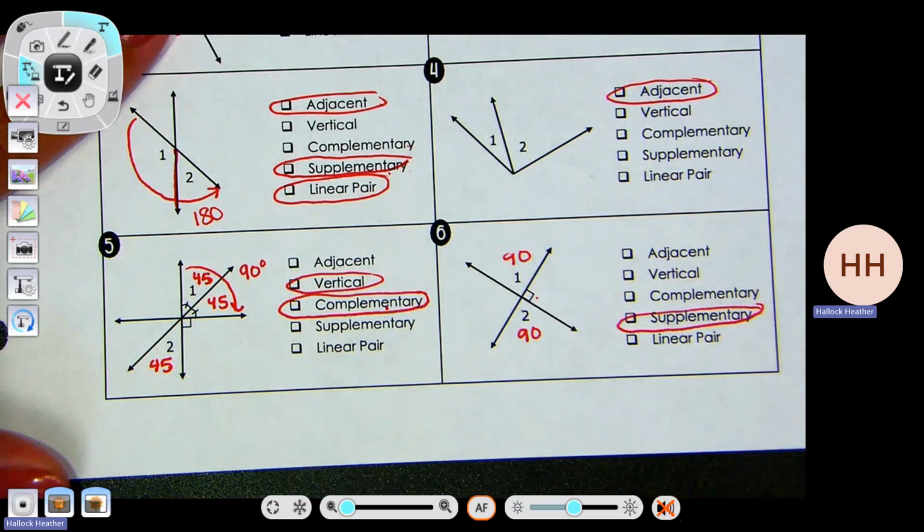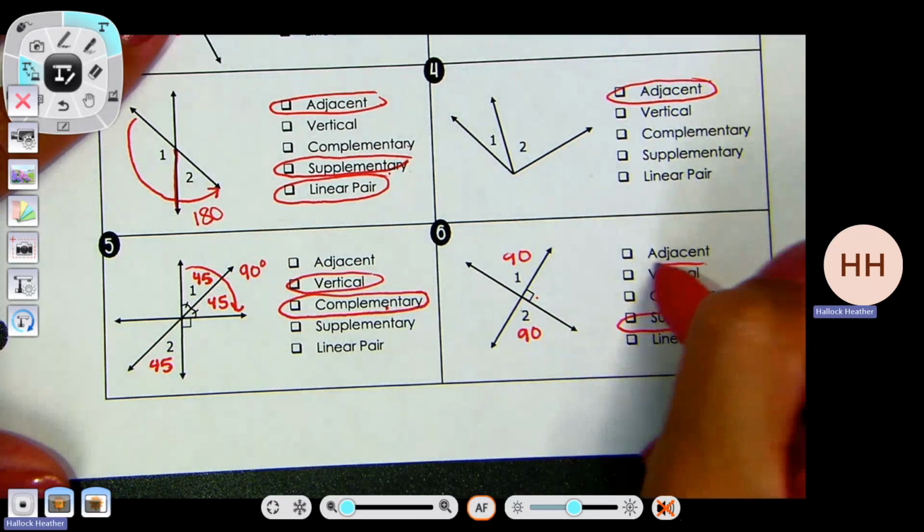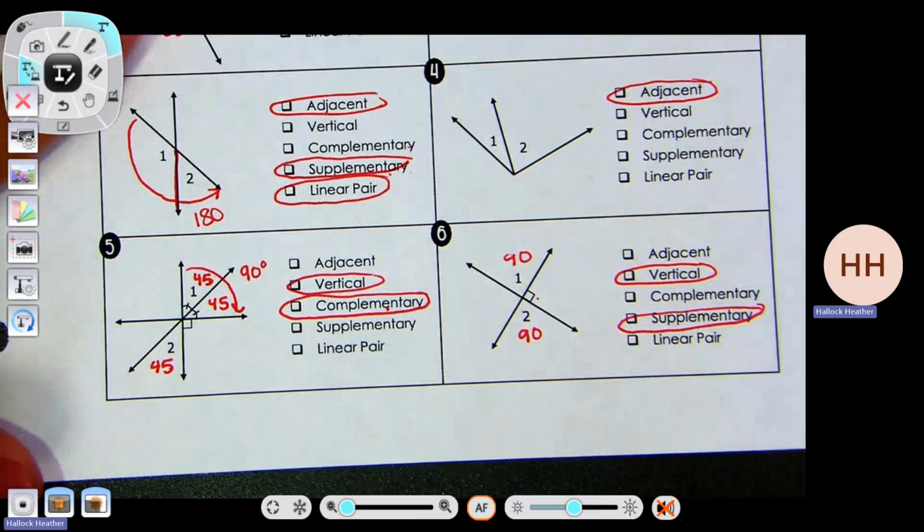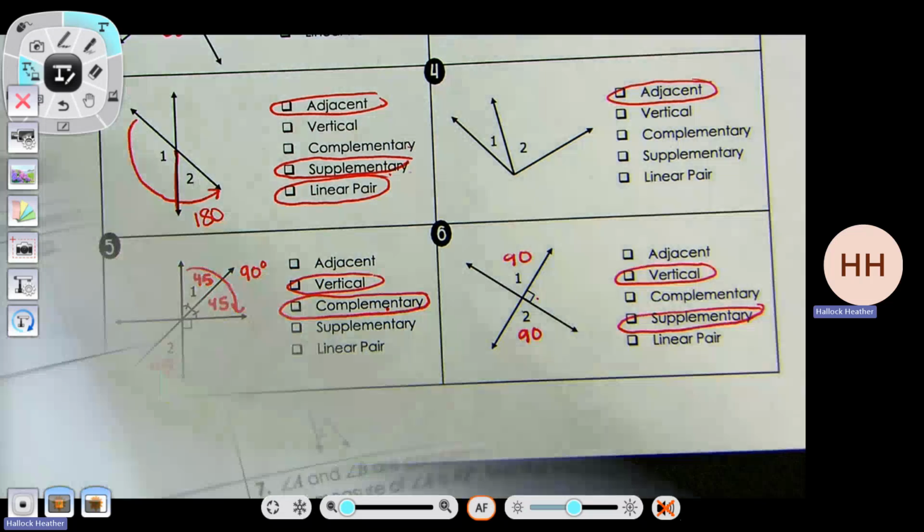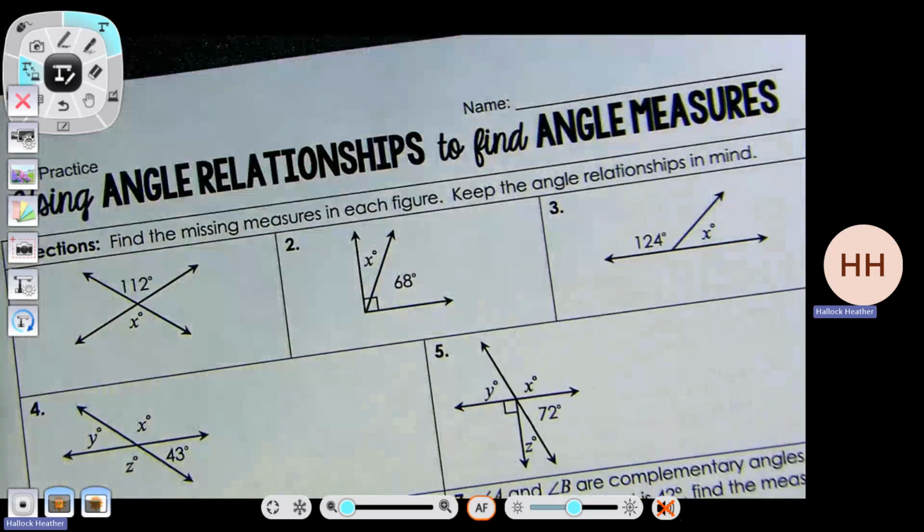And then what other kind of angles are they? Vertical, because they're across from each other. So vertical and supplementary. So that's pretty much it for the vocab. Let's do some math problems. We're not doing all of these. I'll tell you which ones you're skipping later. So we're gonna skip around a little bit so that we're not doing all of one kind together. So on this paper, this will be for your notebook.